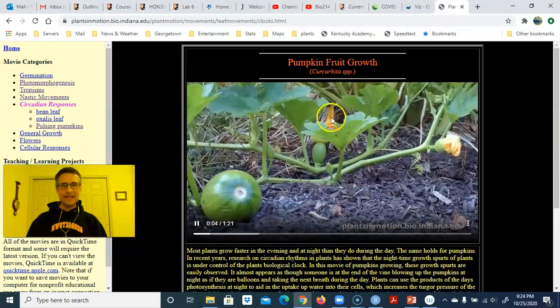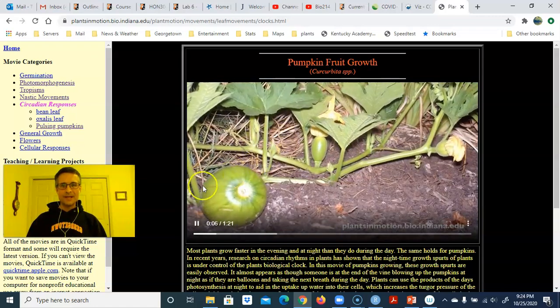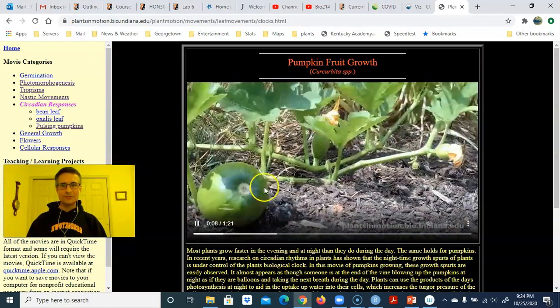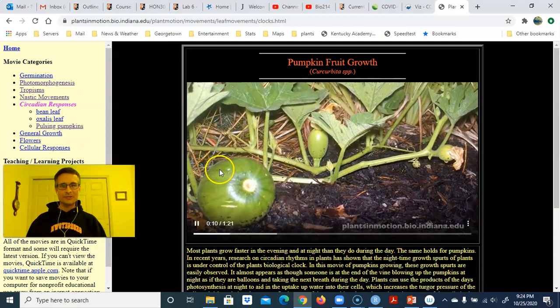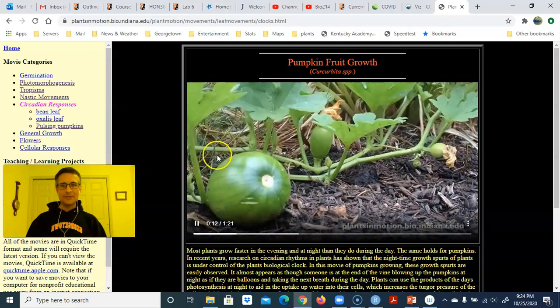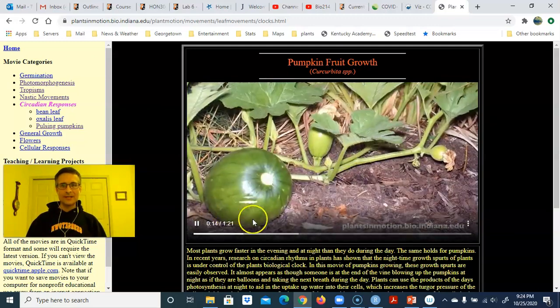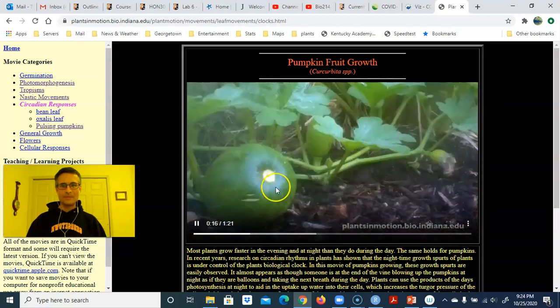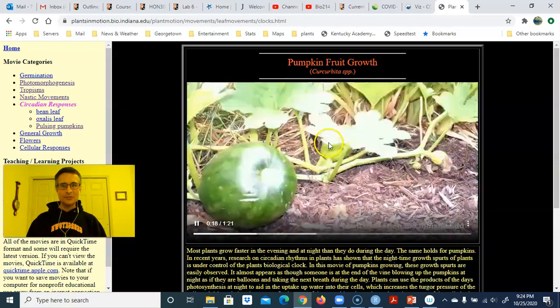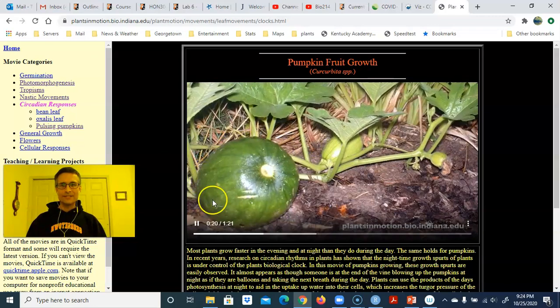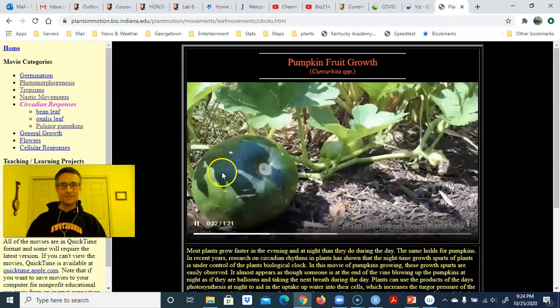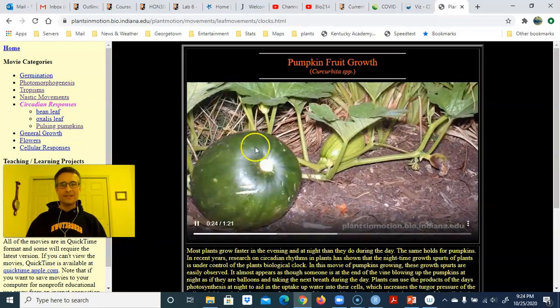So here we see the daytime, right? This is the night, and notice how much our pumpkin is growing in the night compared to how much it's growing in the day. So basically our pumpkin sort of inflates during the night. You can see it go here. But in the day, it doesn't grow that much. It inflates in the night, not so much in the day, and so on.